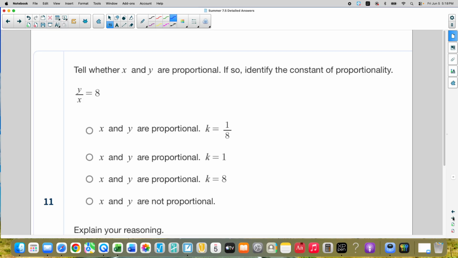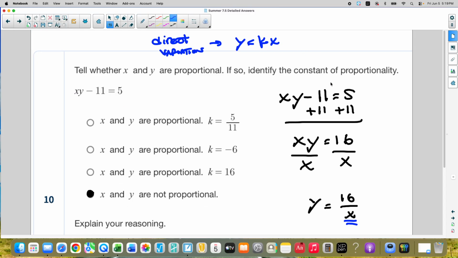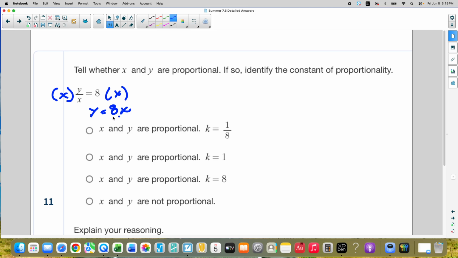We're going to check. So how do we see in this one? We'll multiply both sides by x, and you get y equals 8x. Did I say my variation? Yeah, y equals kx. Good. So my k is 8. So they are proportional, and my k is 8 because we're going to use the formula y equals kx. That's my reasoning, because we're going to put it in that format. We're going to solve for that template.